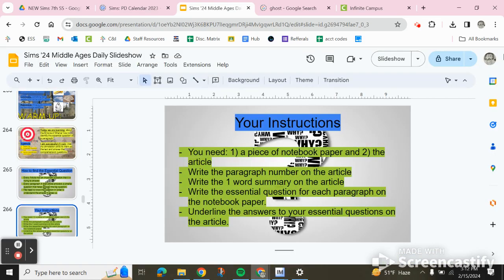Expectations during this are that our voice level stays at a 0. And I am serious about this 0 unless you're answering a question. Our eyes stay up on the screen. We write down what I write down. If you're not keeping up because you're goofing around, I'm not going to slow down and let you catch up. You're just going to get lost, okay?